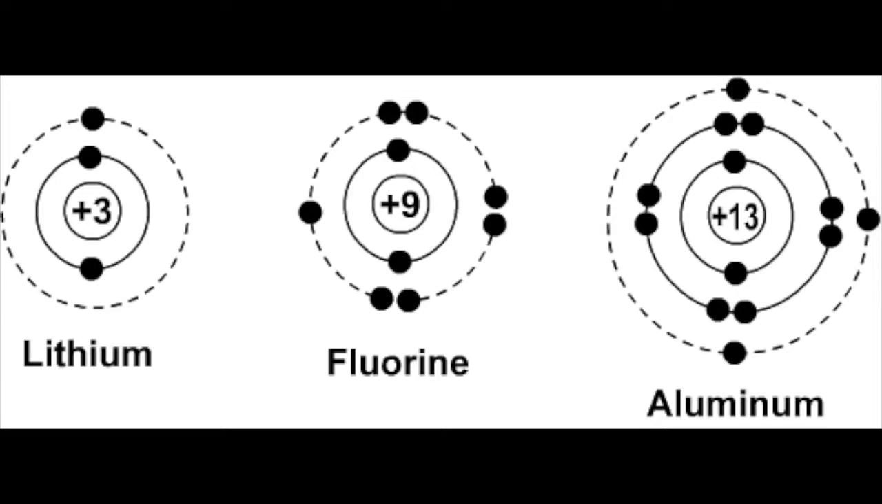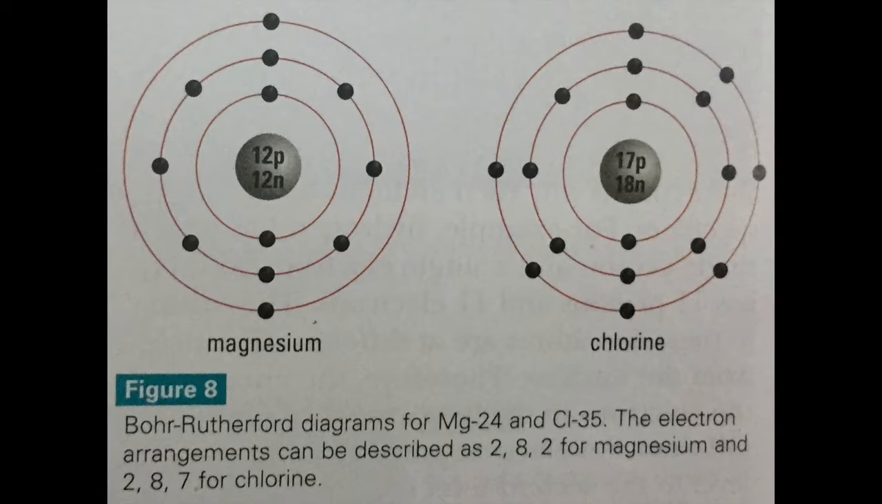For example, consider a Bohr-Rutherford diagram for magnesium, Mg-24. The atomic number of magnesium is 12 and its mass number is 24. Therefore, there are 12 protons and 12 neutrons in the nucleus. Mg-24 has 12 electrons, 2 in the first orbit, 8 in the second orbit, and 2 in the third orbit.